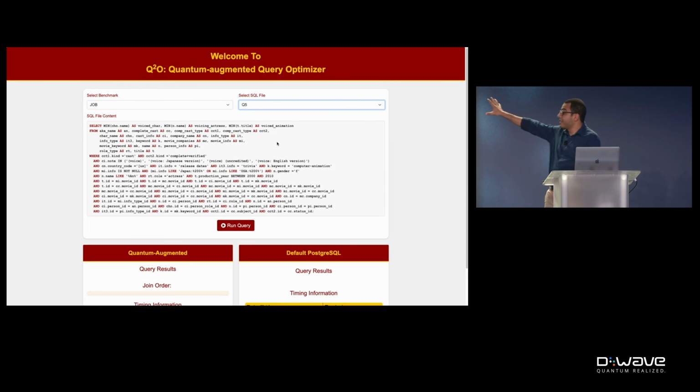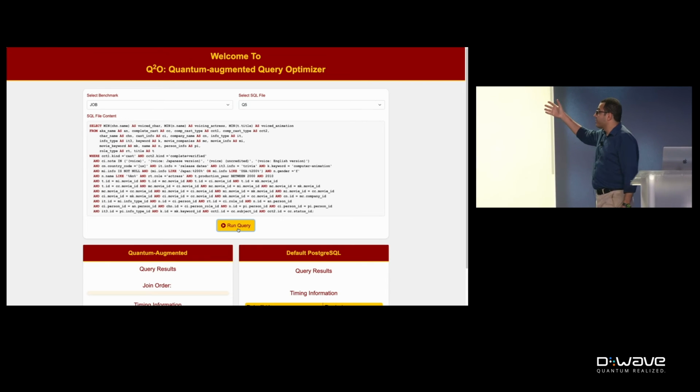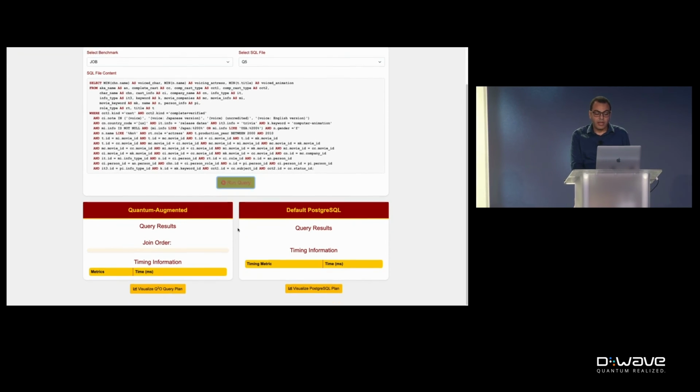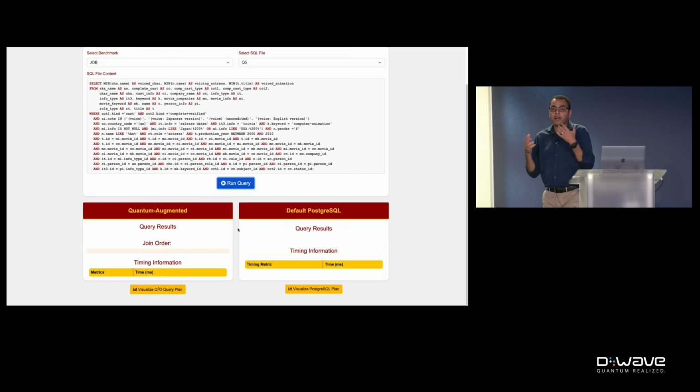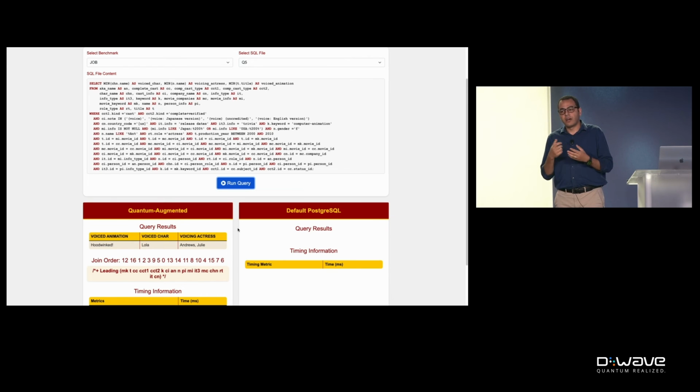As you can see, this is the SQL statement. This is a very complicated query. Here we are trying to join 18 relations. And basically, this query is trying to find the female voice actresses that are involved in some kind of US-produced movies.